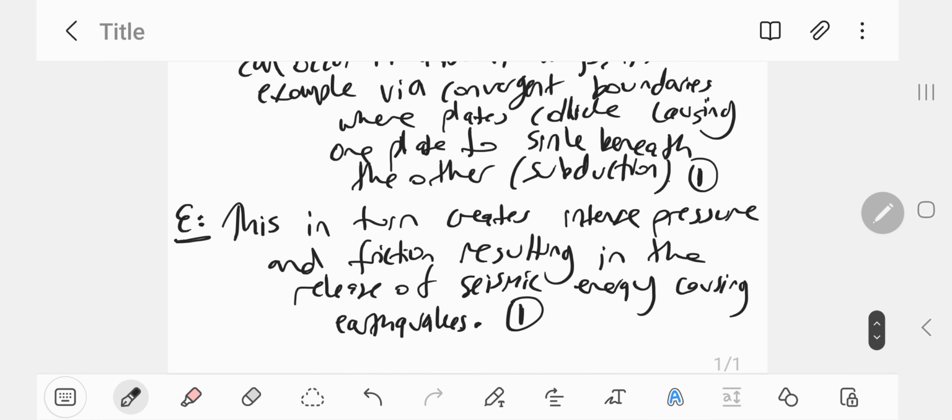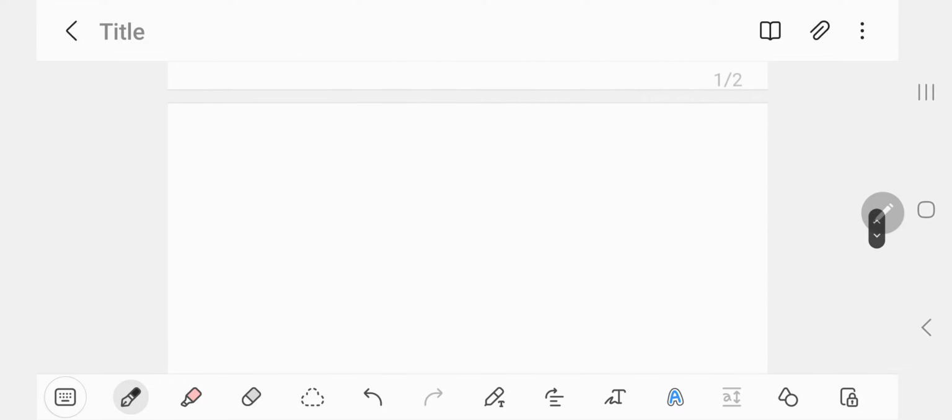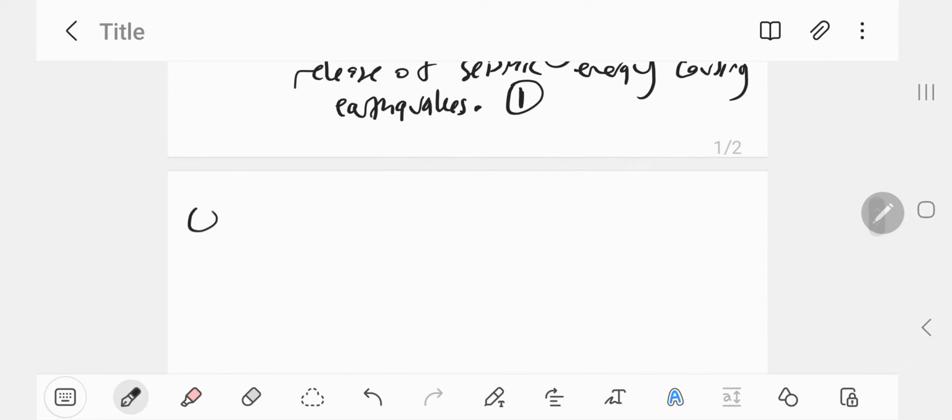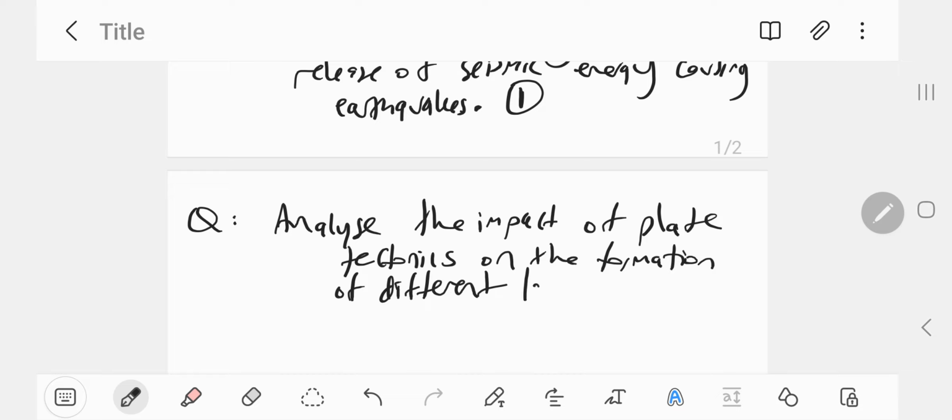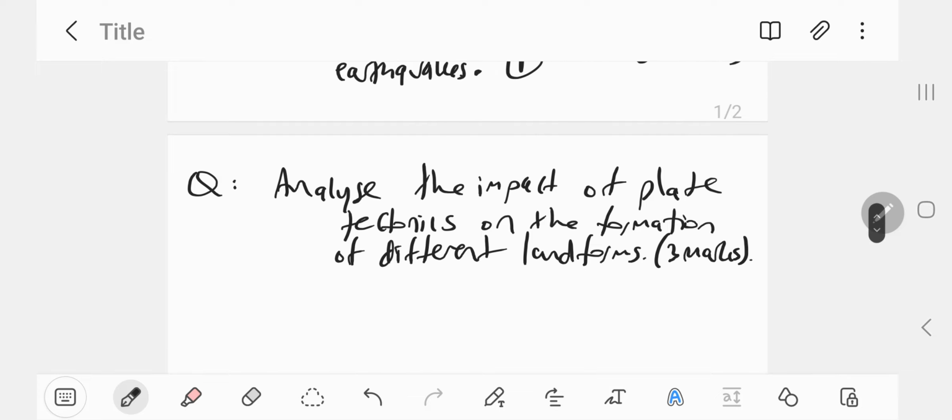So I'll now leave you with an activity to do, a question using the verb analyse. So question, analyse the impact of plate tectonics on the formation of different landforms. And let's say it's a 3 marker. Okay, so landforms are mountains like the Himalayas, for example. We can use that. Or things like rift valleys, like the East African Rift. So that's using the verb analyse.